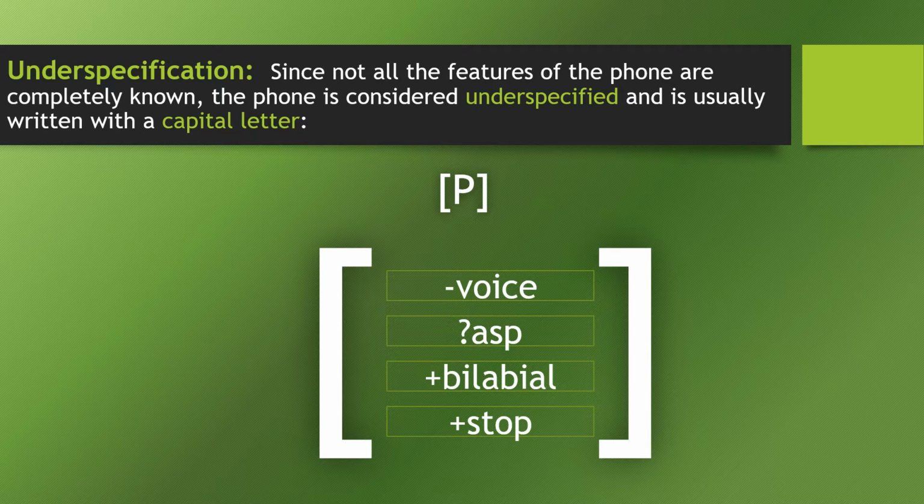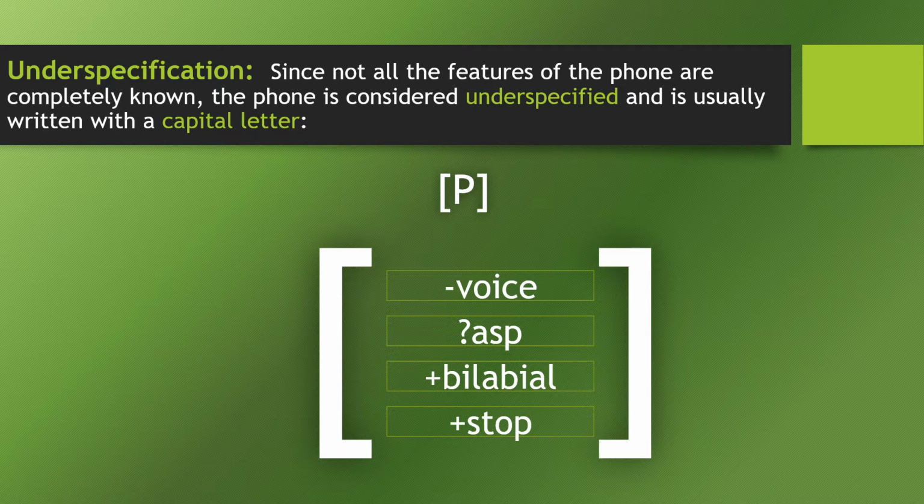We know that when we describe consonants, we have three criteria: voicing, place of articulation, and manner of articulation. Now the phoneme p, or the consonant p, we know that it's voiceless and bilabial. The place of articulation is bilabial, and we know that the manner of articulation is stop.